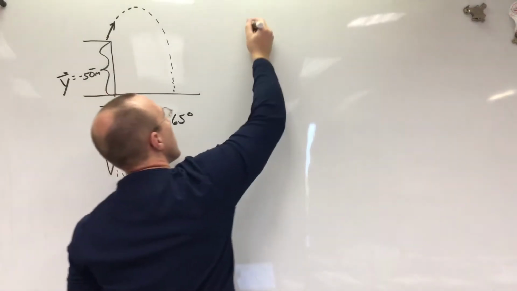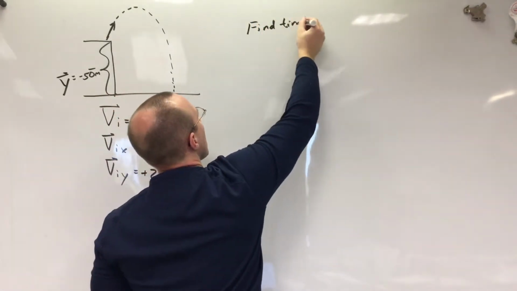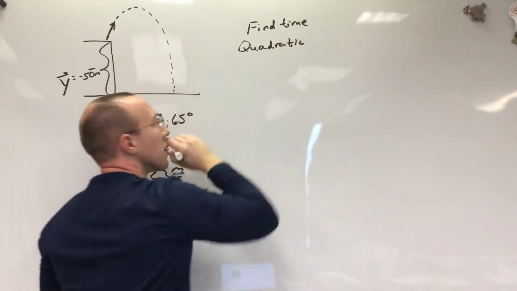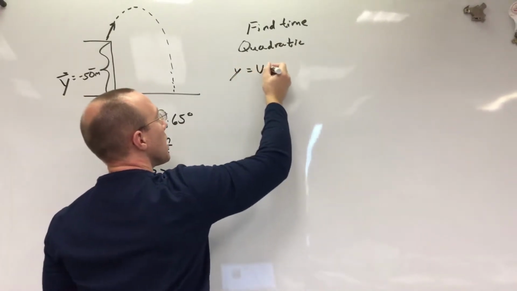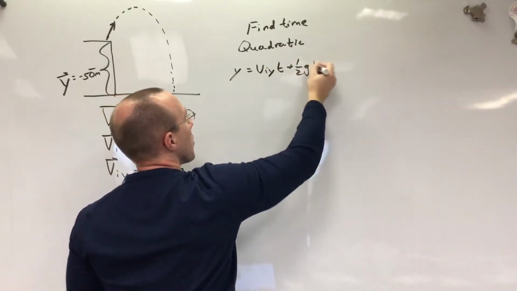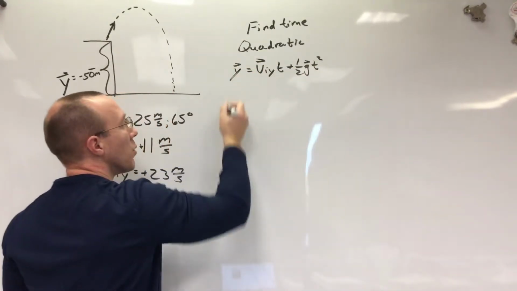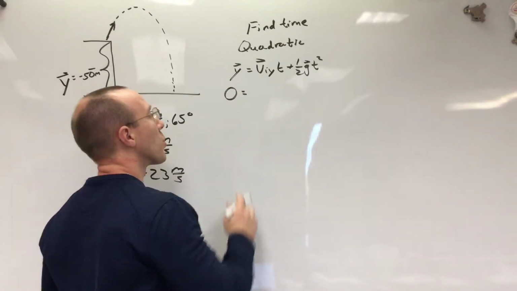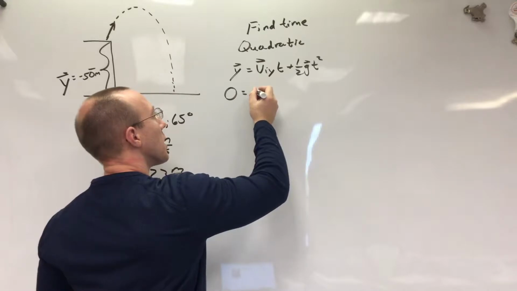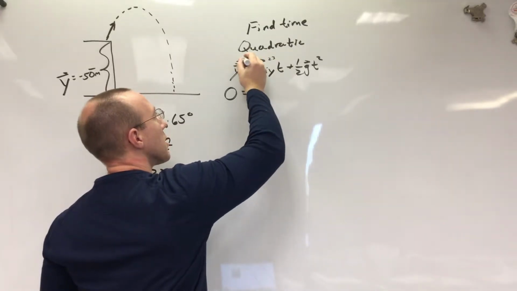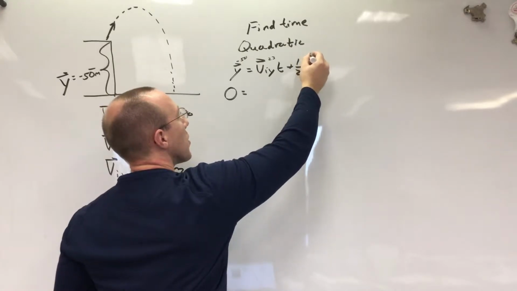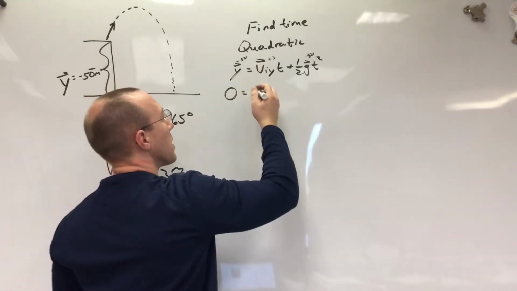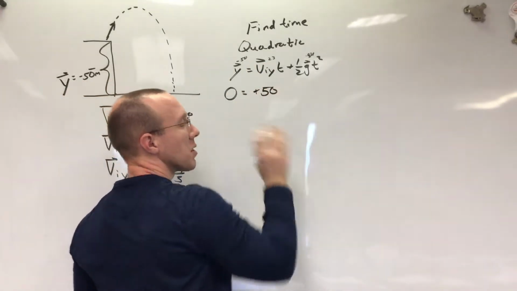And then to find time, you're going to use a quadratic. The equation that we use for that is y equals VIYt plus 1/2 gt squared. It will end up looking like this, to try to cut through some steps and make this a little shorter. The initial velocity in the Y direction would be 23. This is negative 50, and this is negative 9.81. So when I take my Y to the other side, it becomes positive 50. I'm going to ignore units for now.